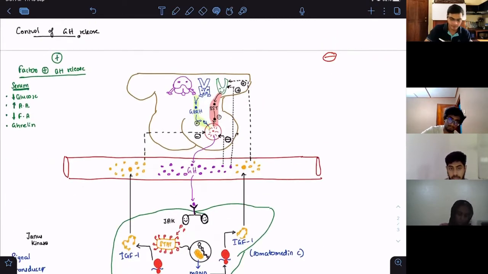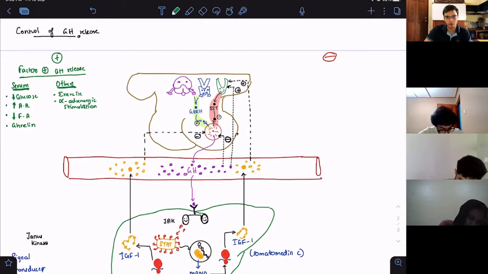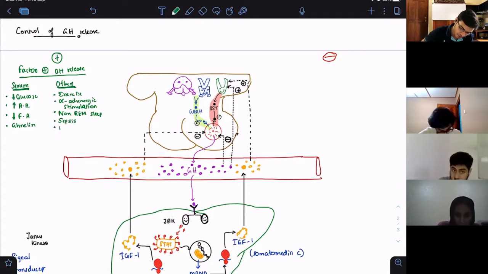Okay, so those are the main serum factors. Then put another small category, others. What are some of these other stimuli? One thing we already talked about: exercise. Then alpha adrenergic stimulation. Even if you give alpha adrenergic agonist drugs, you have to know that this can also stimulate growth hormone. Then write down non-REM sleep, important. And then also write these down because they have been found to be true: sepsis and trauma.